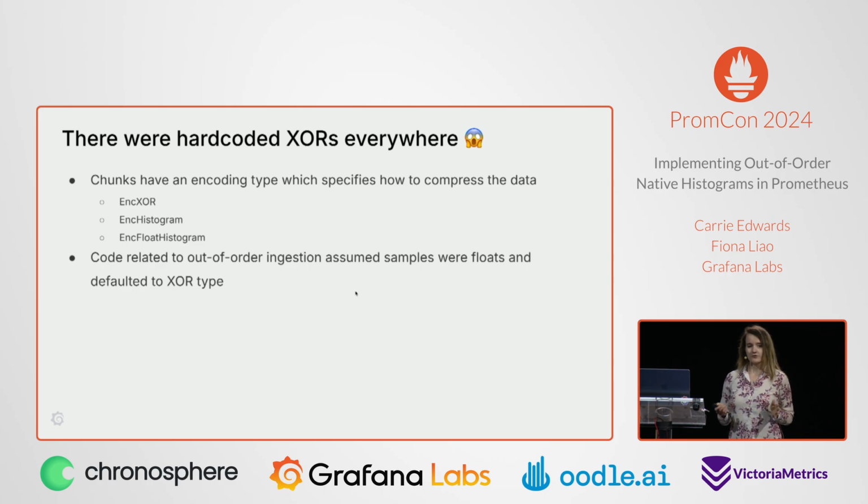Because out-of-order ingestion was originally written for float samples, there were a lot of places in the code that assumed the XOR encoding type. So there were a lot of different areas that needed to be changed so that all encoding types could be supported.